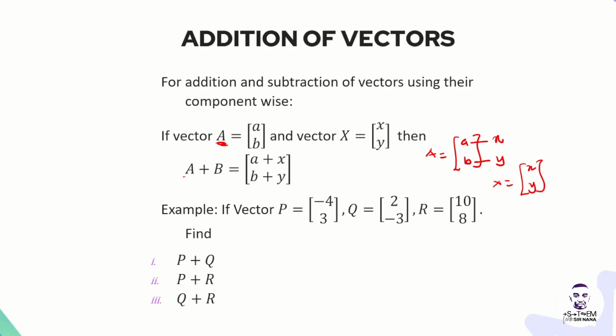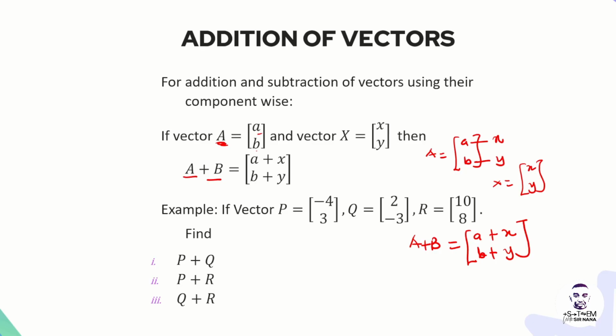Now to add A plus X, we must add the x component, the top part of it, which is a, plus the top part of the x coordinates of X, which is x. And then we'll add the y coordinate of A, which is b, plus the y coordinate of X, which is y. So we have our A plus X becomes a plus x and then b plus y.